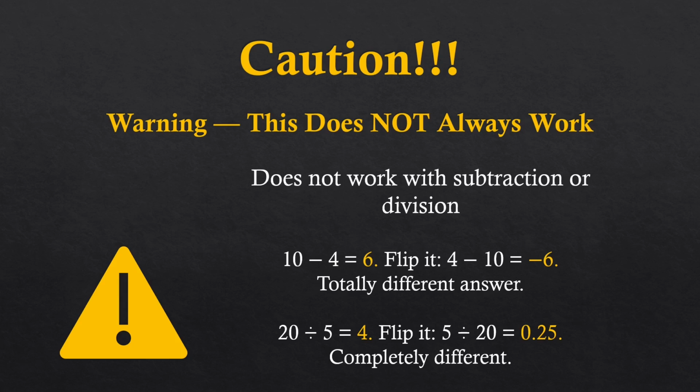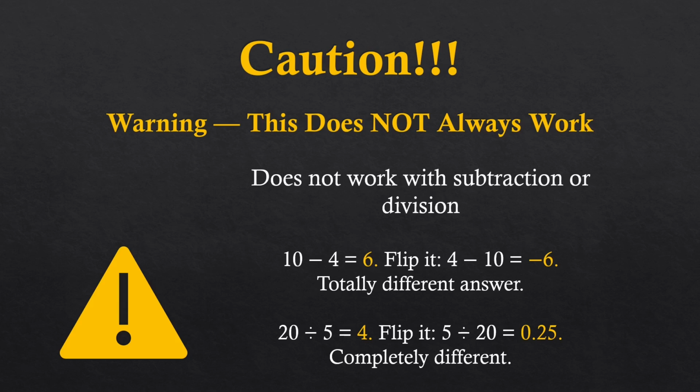Now, this is the part you must remember. The commutative law only works for addition and multiplication. It does not work for subtraction or division. For an example, 10 minus 4 equals 6. But 4 minus 10 is minus 6. So they're different answers.